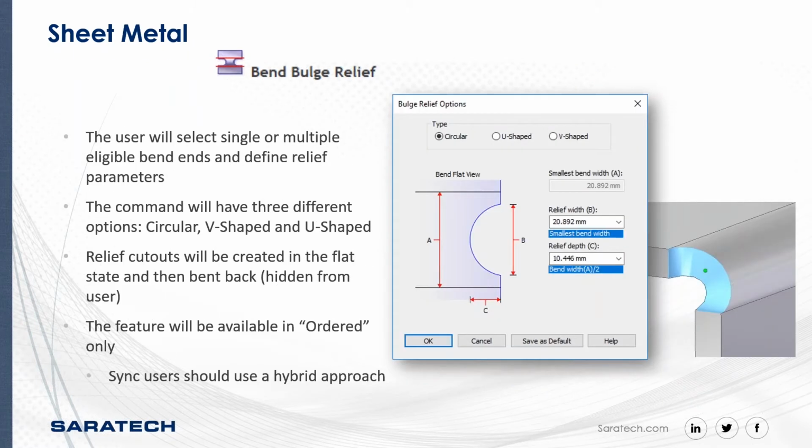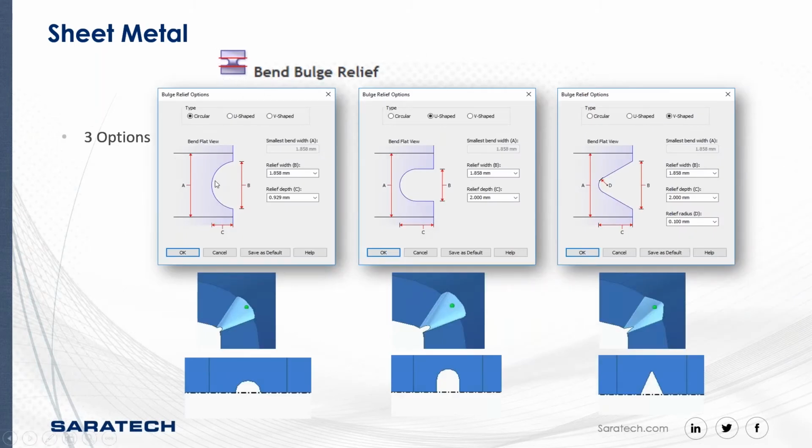The user will select single or multiple eligible bend ends and define the relief parameters. So you can see this is our options here. How do y'all want it? Do I want it to be circular, U-shaped, or V-shaped? So you can see here on the next screen, it literally shows me what the three options are. So you can see here's my circular, which has a nice circular, my U-shape, where it looks like the U building inside the sheet metal part, or my V-shape. So it has a nice V there, right there in the bottom.